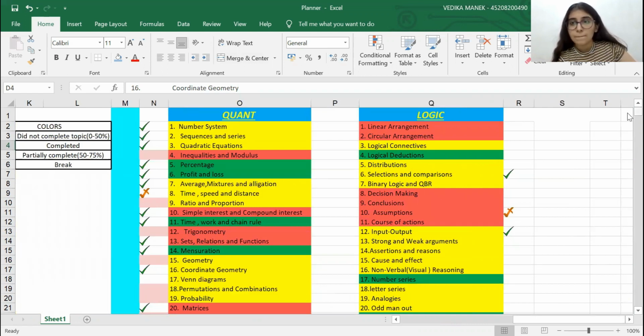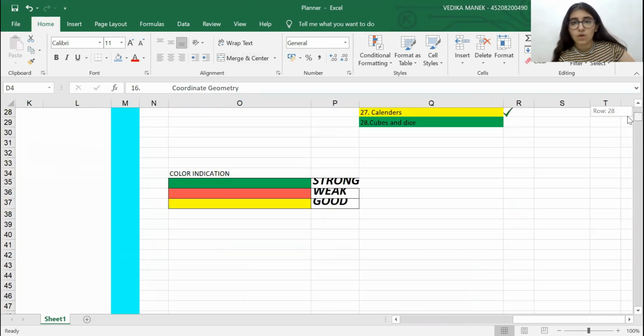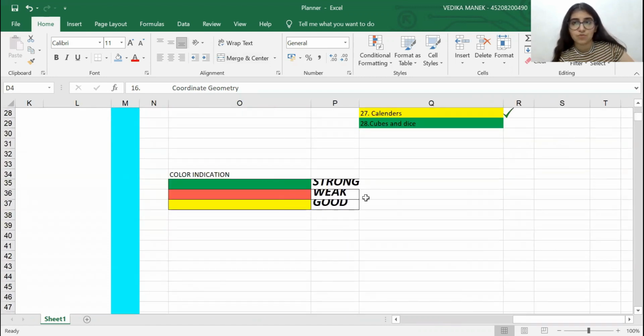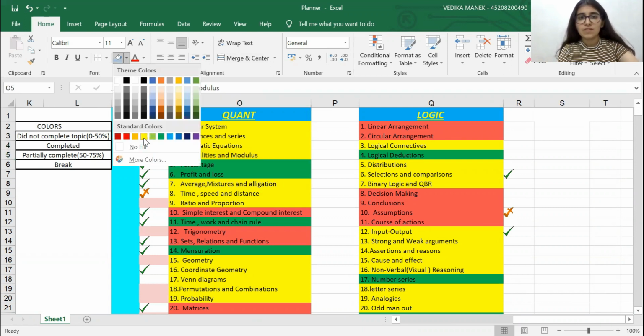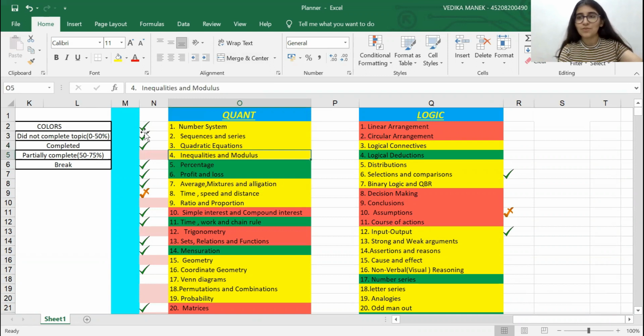Another very very helpful thing, and I think this is a must, is to have a list like this of topics in quant, logic, and even in verbal, in fact, where you can color code them as to strong, weak and good. So, what are you strong at? What are you weak at? What are you good at? It's a good sign when your topics are more of greens and yellows and less of red. And over time, as you keep practicing, you can take up a topic and then just change it to yellow. Like you're quite comfortable with it.